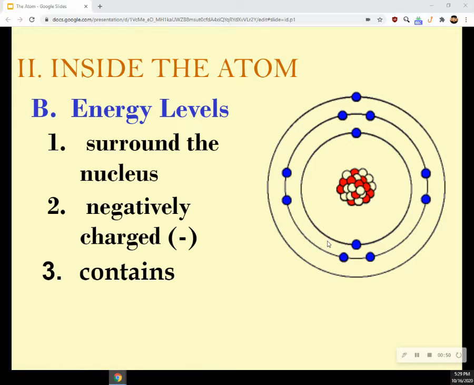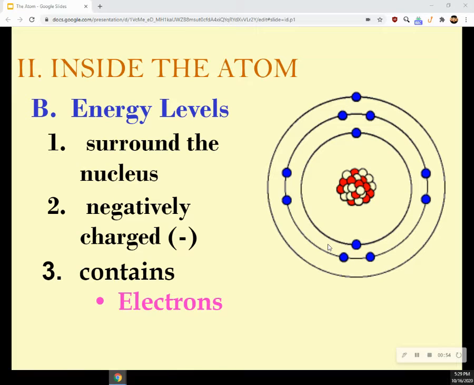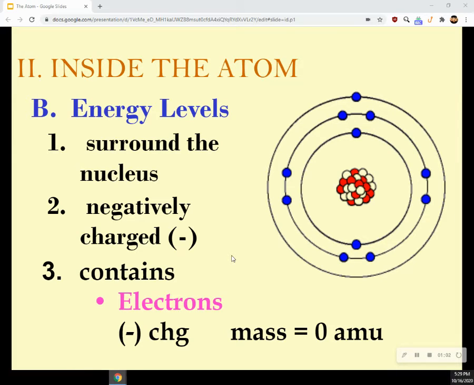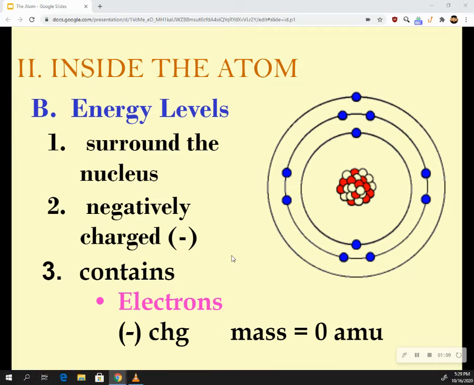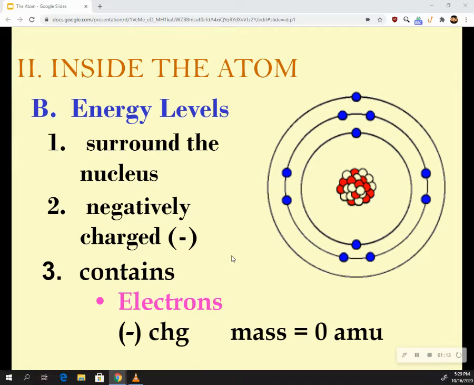So energy levels are the outside of the nucleus. They surround it. They are based on Bohr's model, where electrons are normally found. Now, of course, we know the electron cloud model, which is what we use in the modern model to tell you exactly where they are. But the energy levels, this is where they are normally found. They have no mass unit. They are not inside the nucleus. They are so tiny that they don't even add a mass or change the mass at all.